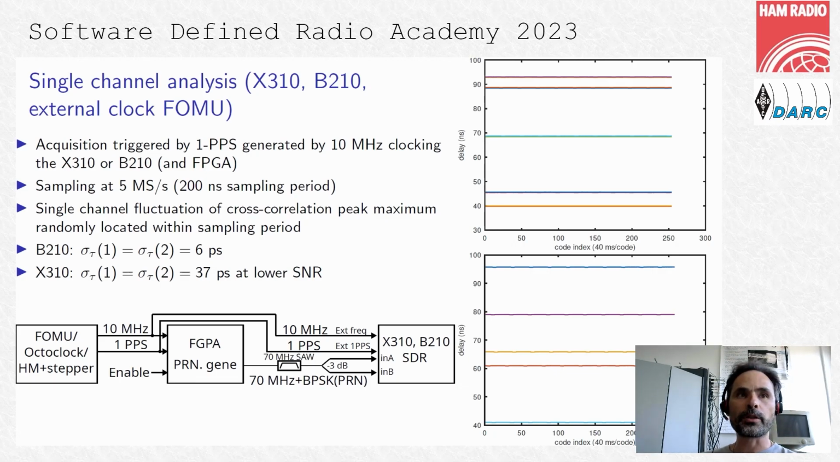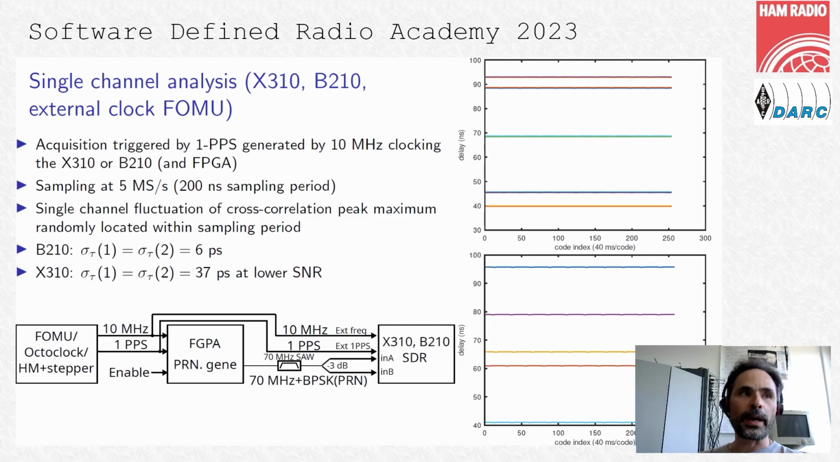are a few hundred measurements. These are the different curves. In the x-axis, you've got the measurement, each sequence of measurement with 40 milliseconds per code. So for 250 measurements, that would be about 10 seconds worth of recording. And what you see is that within each measurement, we have a standard deviation of about 6 picoseconds for B210, something like 37 picoseconds in this case for low SNR. You'll see that we added later the amplifier to get a full-scale measurement of the A to D converter.